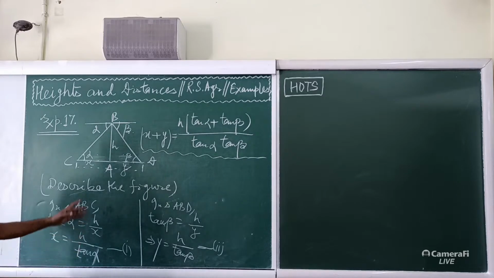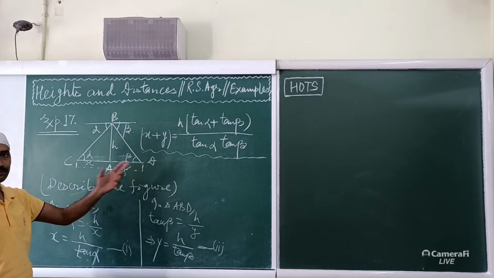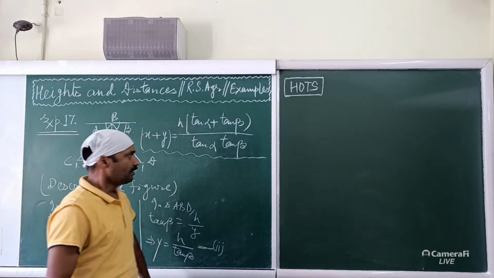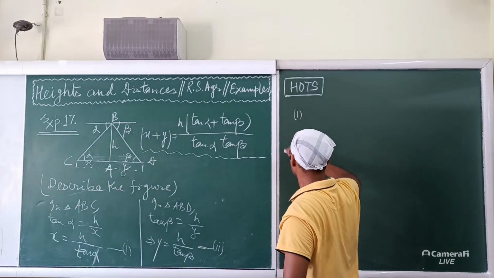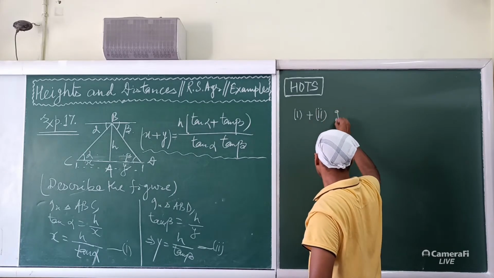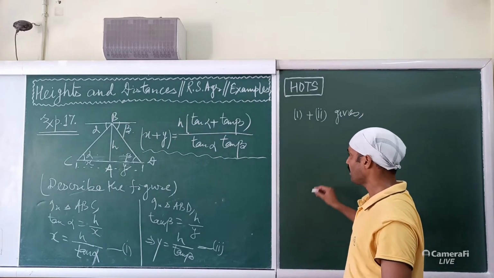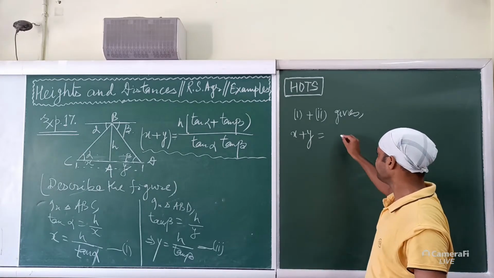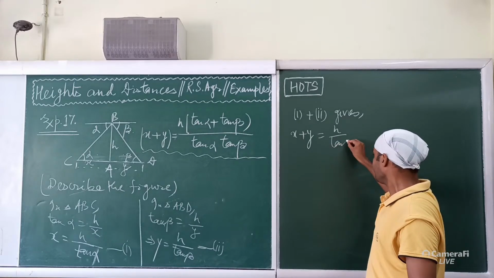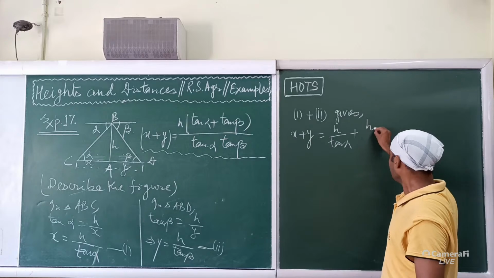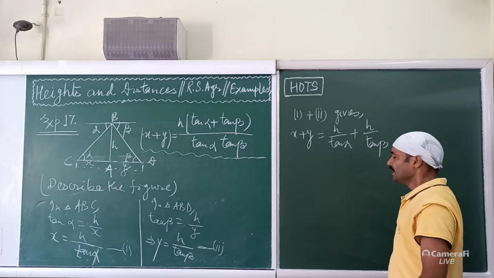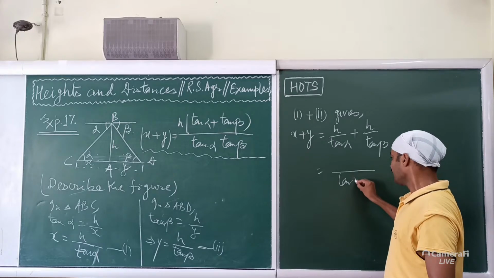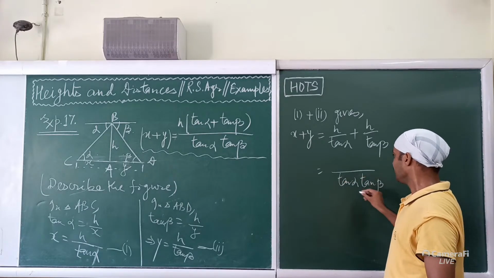And we have to find the value of x plus y, meaning the distance between these two ships. One ship is at point C and another is at point D. So after finding 1 and 2, adding 1 plus 2 gives x plus y. Value of x plus y is h by tan alpha plus h by tan beta. Get the LCM and solve. You will get the result. Tan alpha tan beta will be the LCM.